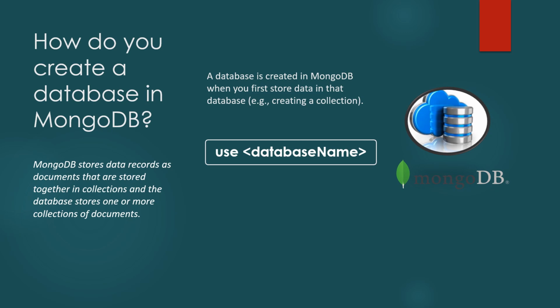How do you create a database in MongoDB? Creating a database in MongoDB is an intuitive process. A database is created the moment you store data in it, for instance, by creating a collection. This simplicity is one of MongoDB's fundamental strengths. In MongoDB, data records are stored as documents within collections, and the database may contain one or more of these collections. To create a database, the command use <database name> is employed, where database name is the name you wish to assign to your database.